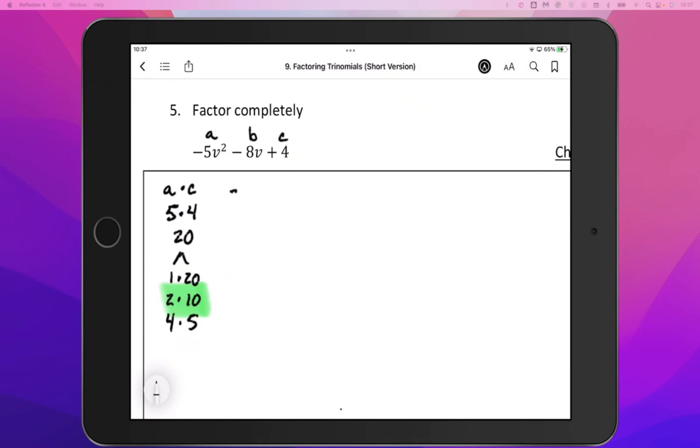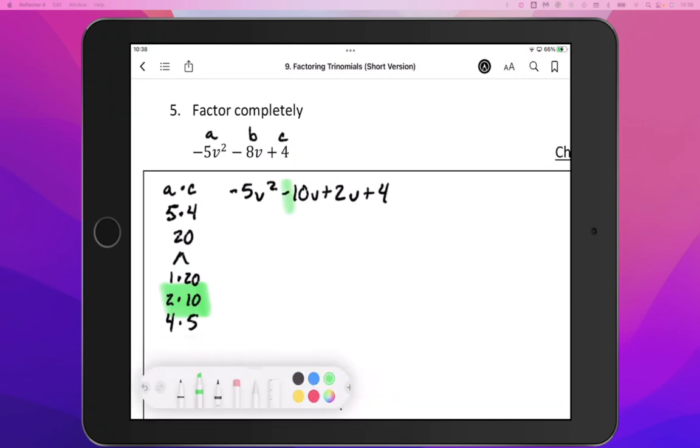So let's rewrite it that way. Negative 5v to the power of 2 minus 10v plus 2v plus 4. And recognizing that the negative 10v plus 2v is the same as negative 8v. So just rewriting that middle term so that we have 4 terms instead of 3 in our problem. And you might have noticed that I intentionally put the 10 on the left with the 5 and put the 2 on the right with the 4 because that will make it divide nicely for me.